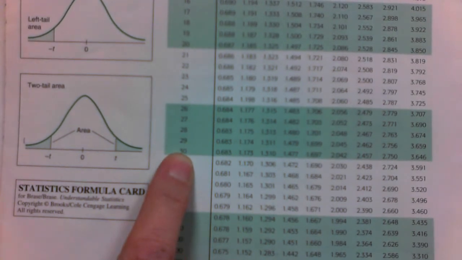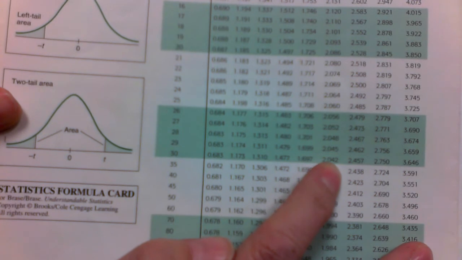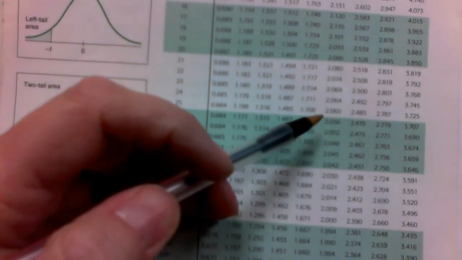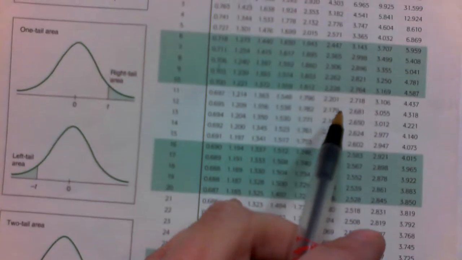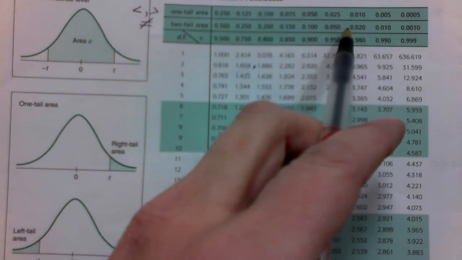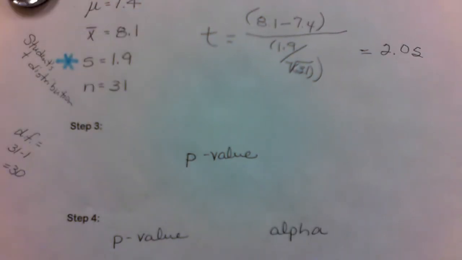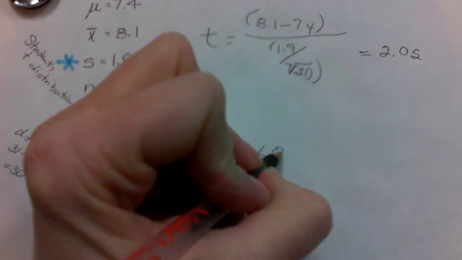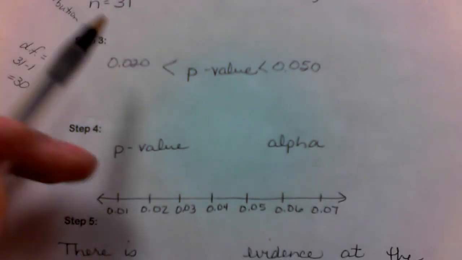And I'm looking for 2.05. Well, as I travel across, here's 2.04. We have 2.05, which is larger than that, but yet it's smaller than 2.457. So it's going to fall in between these numbers. So I'm going to travel up in between these and go here where we have our two-tail area, and my p-value then will be between 0.05 and 0.02. So my p-value is between 0.02 and 0.05.